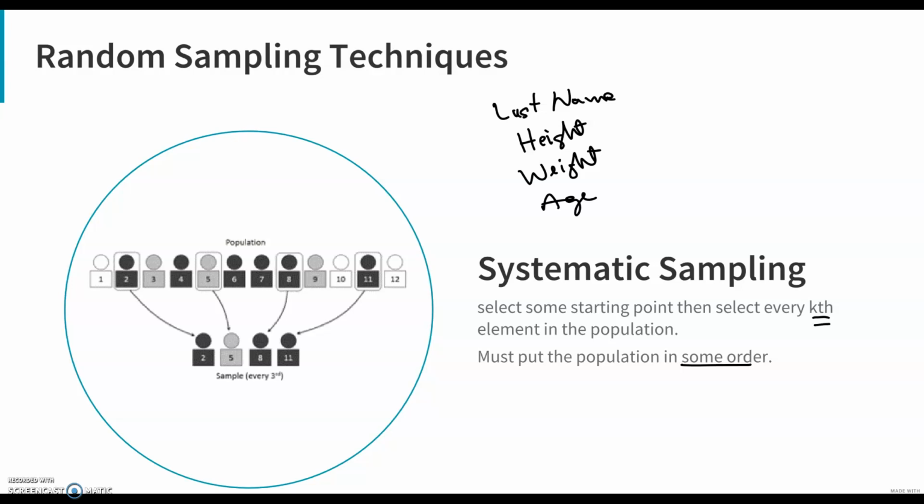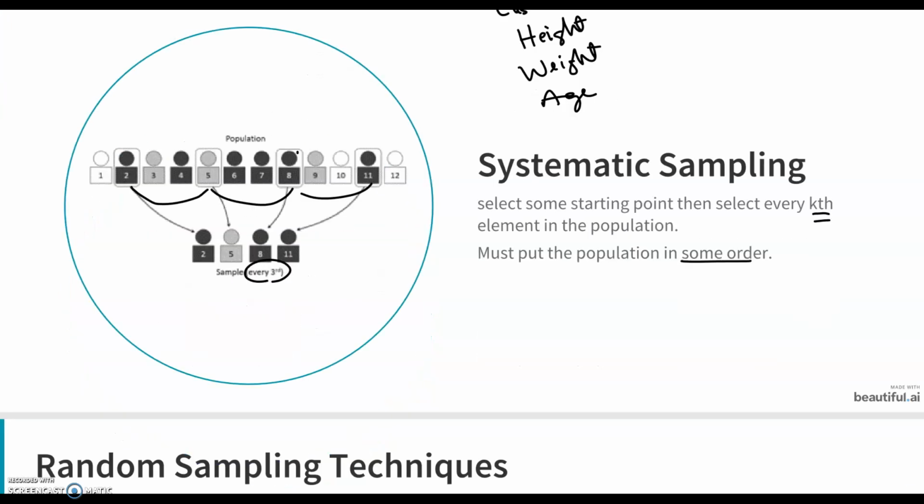And once you do, you can start anywhere. You could start right here and say, okay, I'm going to go every other person. But they chose to start right here. And then this person, this person, this person. So 1, 2, 3, 1, 2, 3. So they went every third person here.